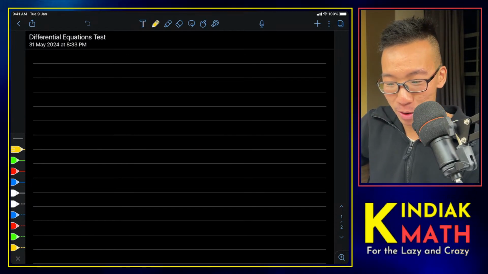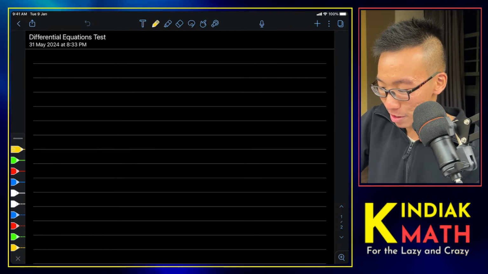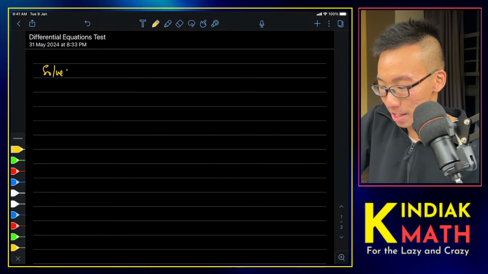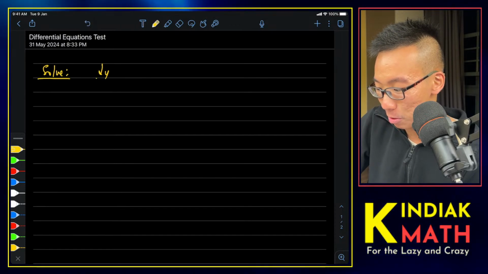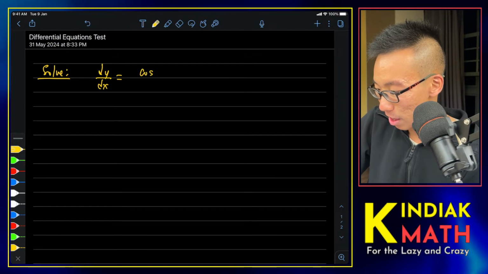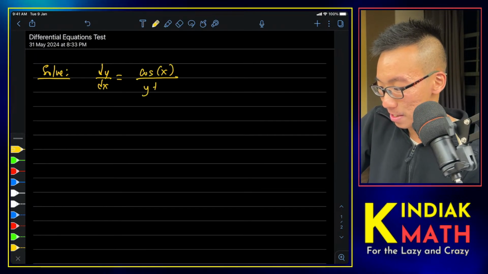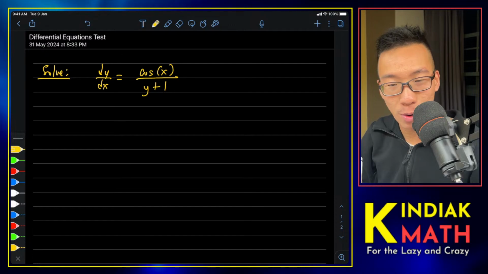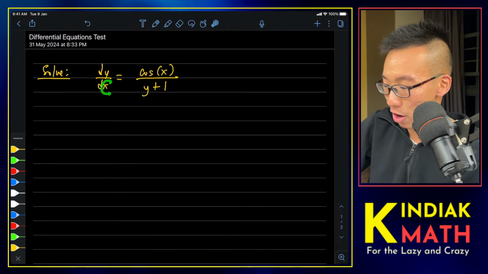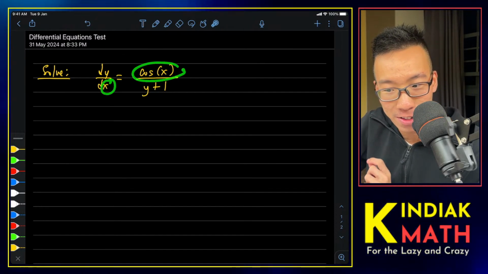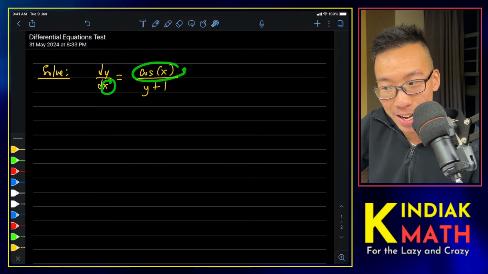Alright, so we're going to now solve. Our first question is to solve this particular differential equation. It looks a bit like this. And the strategy we're going to adopt is to bring all the letters that are the same in one side.